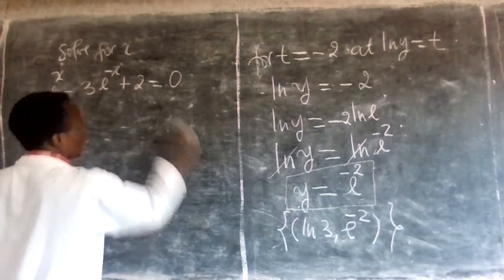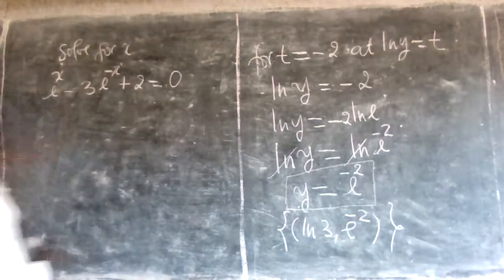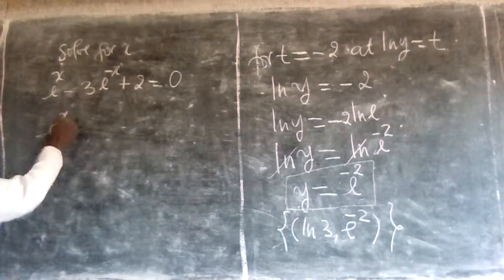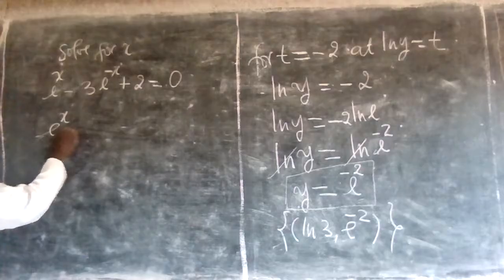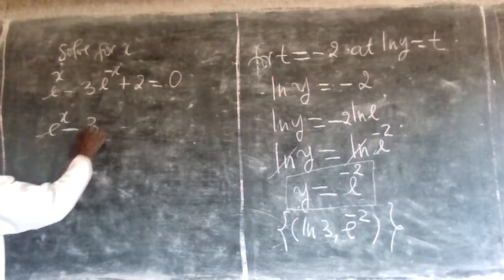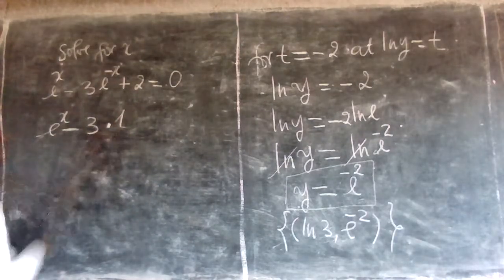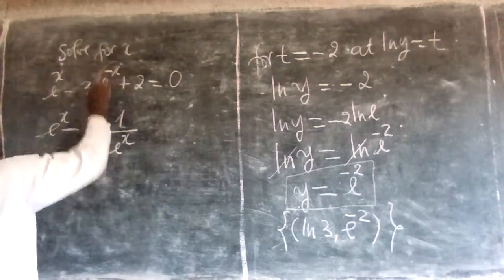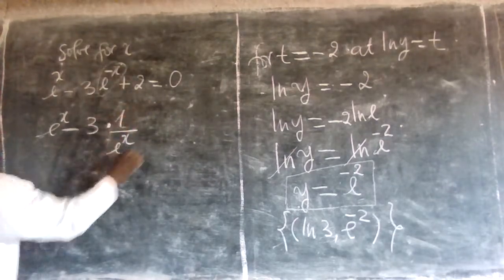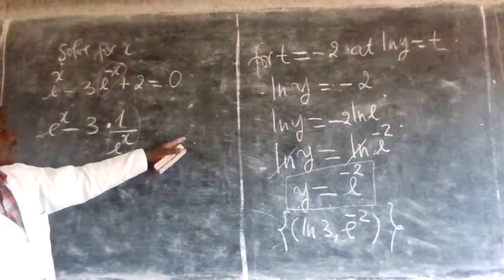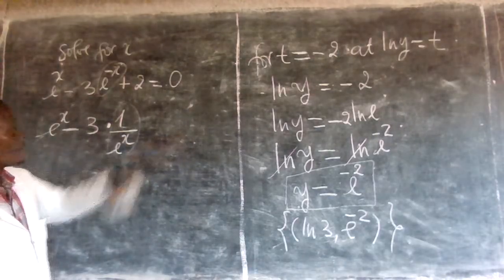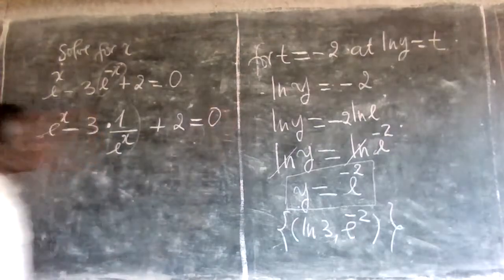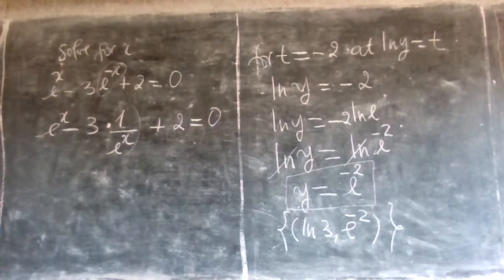Yes, have you seen this one? It is e power x minus 3 times 1 over e power x. We changed this one into this, as I told you. Plus 2, it is equal to 0. Now, what is the next?